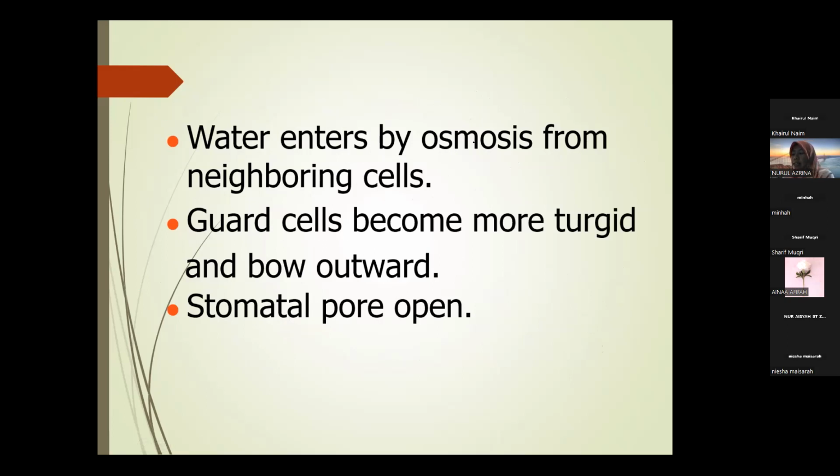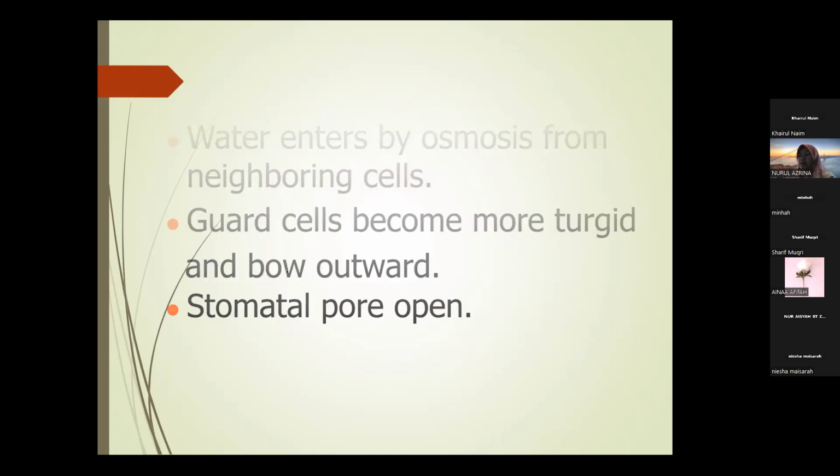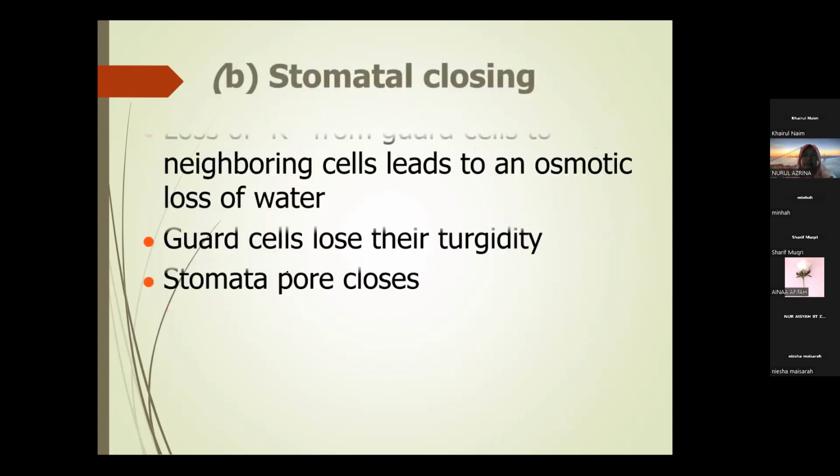So water enters the cell from the neighboring cell via osmosis. The guard cell becomes turgid and bows outward. So stomata will be open. Okay, right. So that is the mechanism of stomata opening. Any question? No, madam. Okay, no, right. Alhamdulillah. Okay, next we go to stomatal closing.